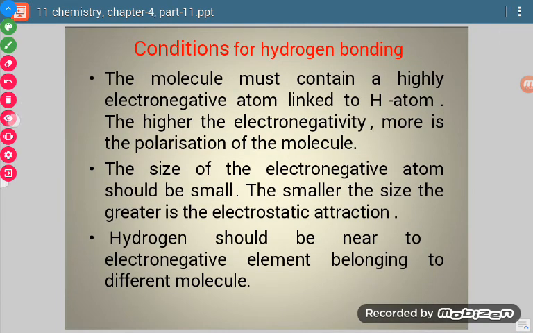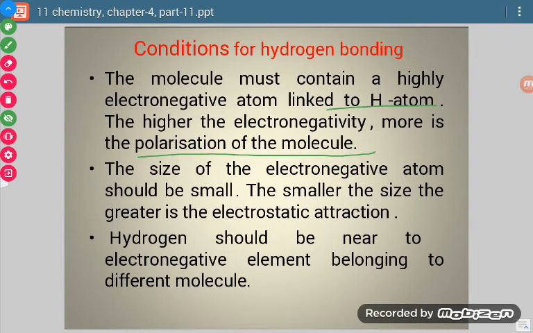Now what should be the conditions so that hydrogen bond is formed? The molecule must contain a highly electronegative atom linked to a hydrogen atom. Okay, the higher the electronegativity, the more is the polarization of the molecule. Polarization, you know, is the phenomenon of distortion of the electron cloud of an atom by the influence of a highly electronegative atom. Okay, that is called polarization.